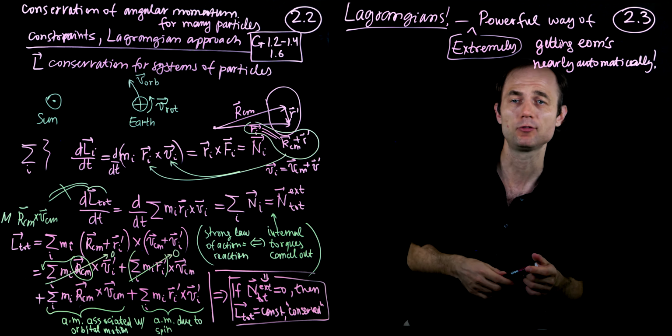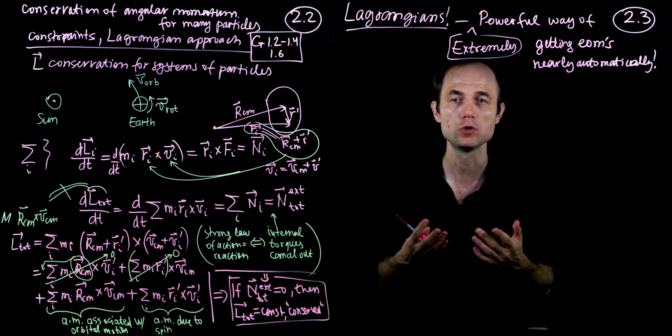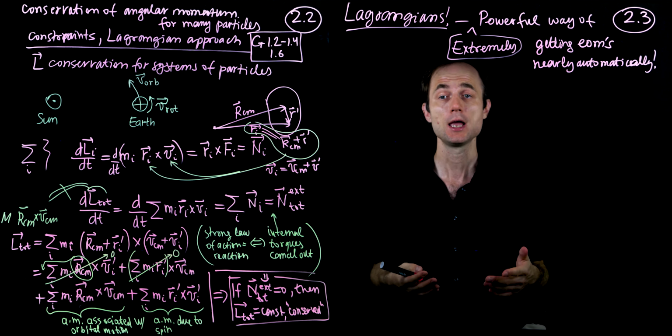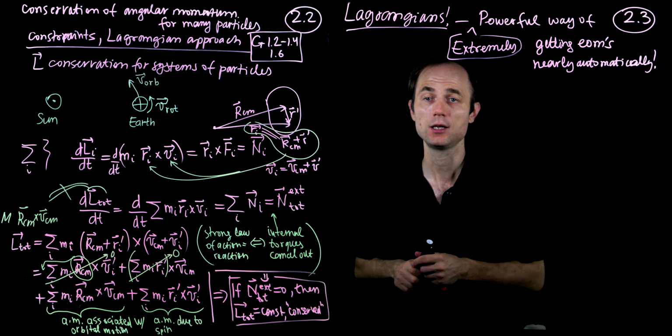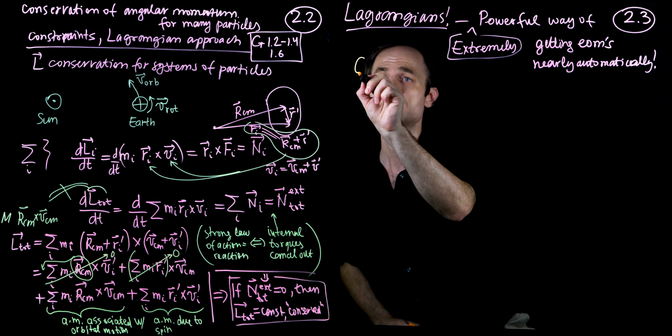Let me give you an example first of what sort of new elements we're going to have to learn in order to use the Lagrangian approach. And one of these new elements is the concept of constraints.